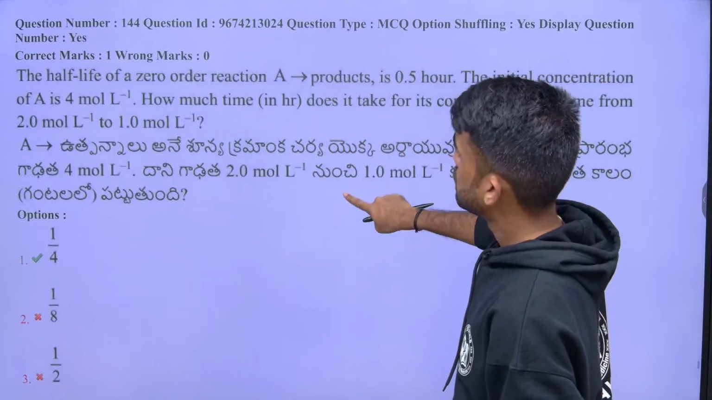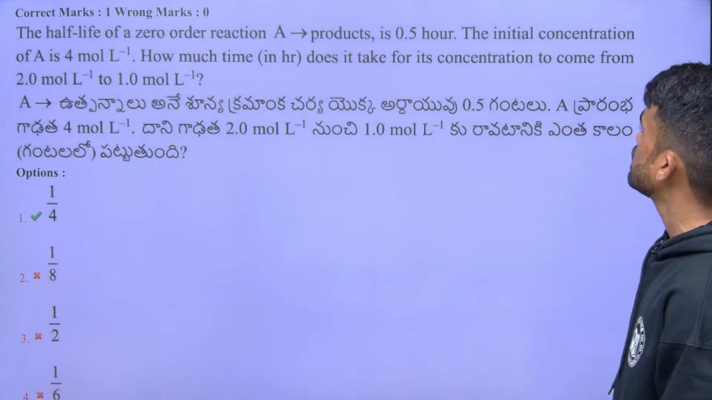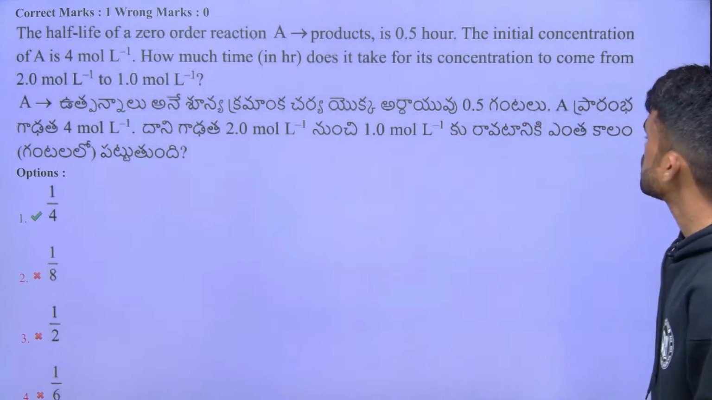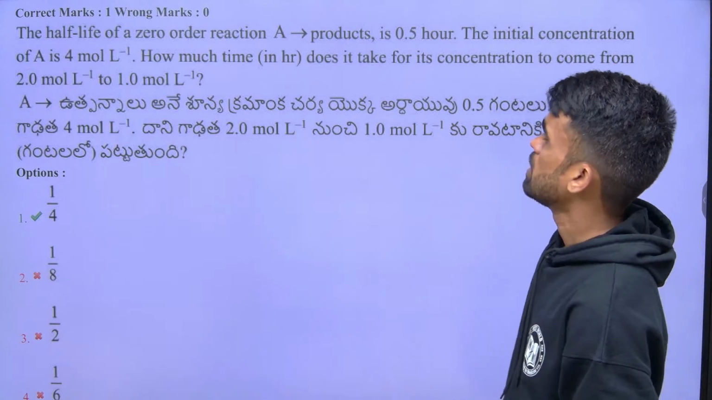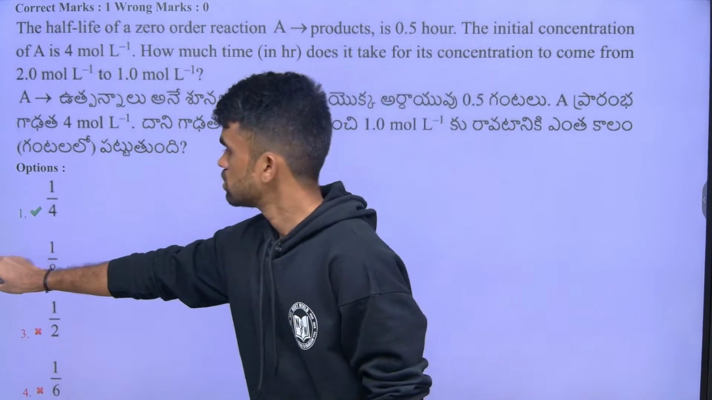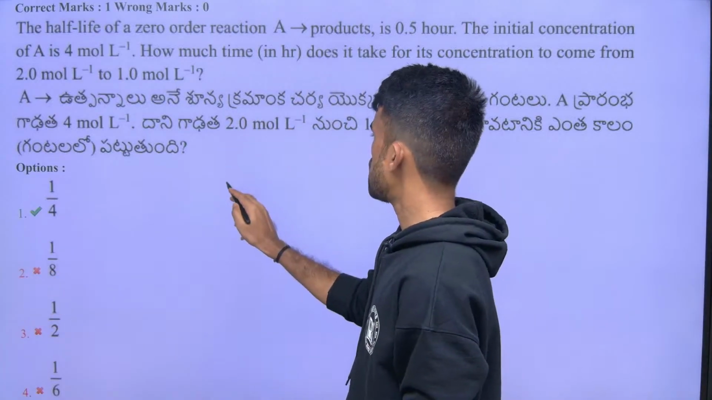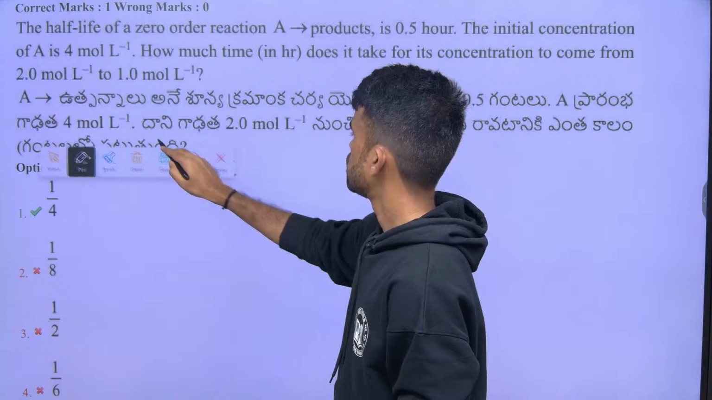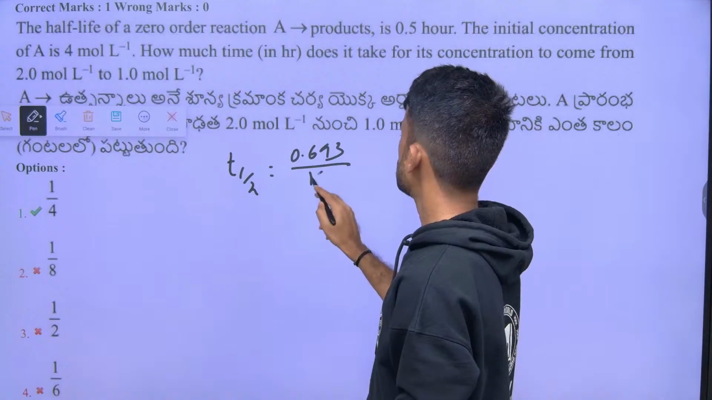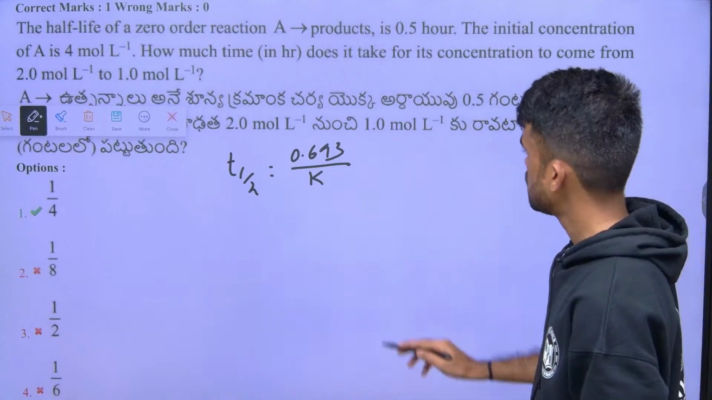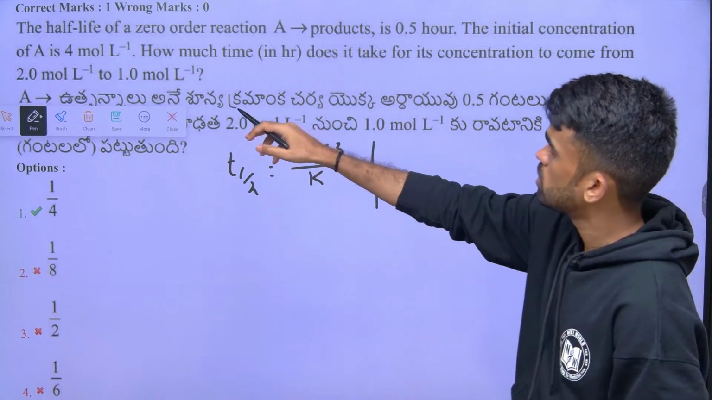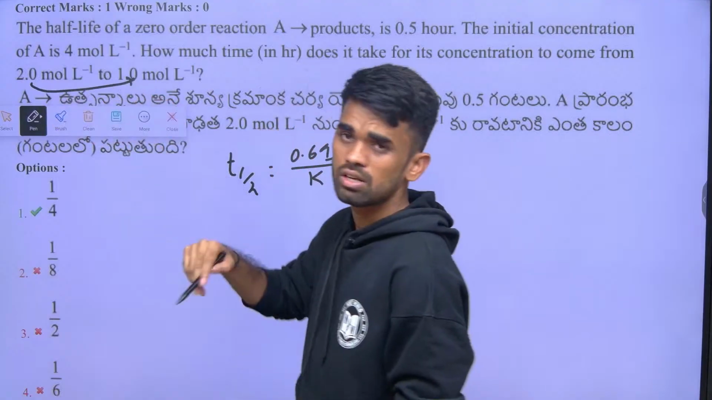Next, the half life of a zero order reaction A to B is given. The initial concentration of A is given. How much time does it take for its concentration to come from that value to this much? Simple again, half life is given. So what is the formula of T half for zero order? T half equals 0.693 by K. This is what we write for the first one. And for the next, how much time does it take for the concentration to come from here to here?